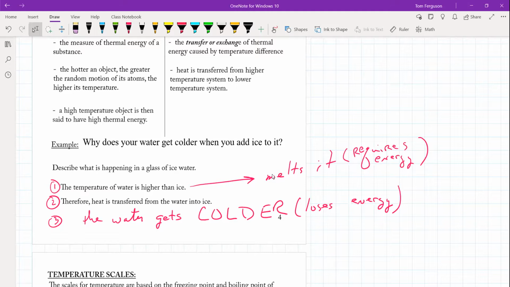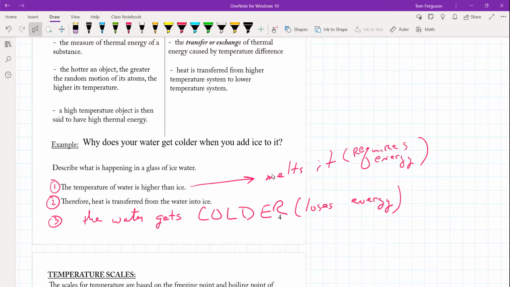Okay, so we drop an ice cube in water. The water is hotter, so it has excess energy compared to the ice cube. So what can happen is the energy from the warm water will be transferred to the ice. The ice requires energy to melt. So that energy is absorbed in the process of the ice melting. Hence the water loses energy, it's losing kinetic energy. So that means the temperature goes down. Does that make sense?